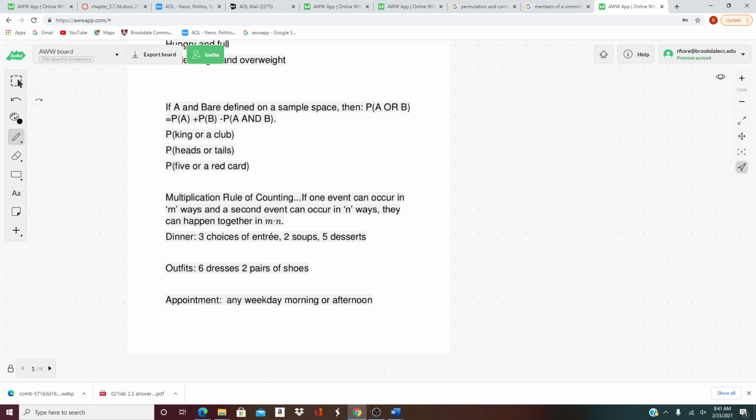So for dinner, I have 3 choices of entree, I have 2 choices for soup, and 5 choices for dessert. I want to know how many possible meals can be ordered.